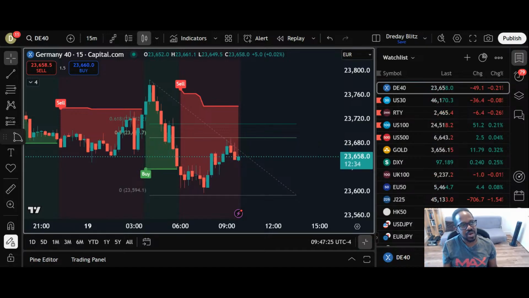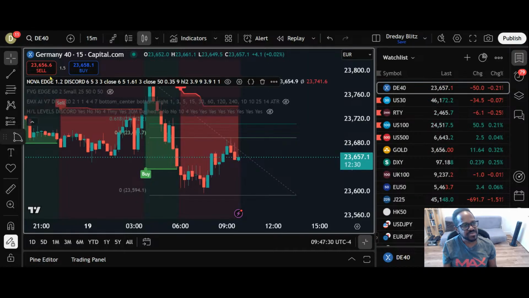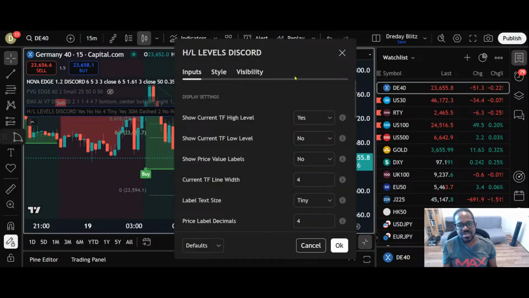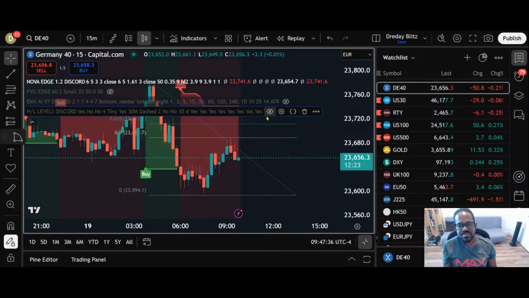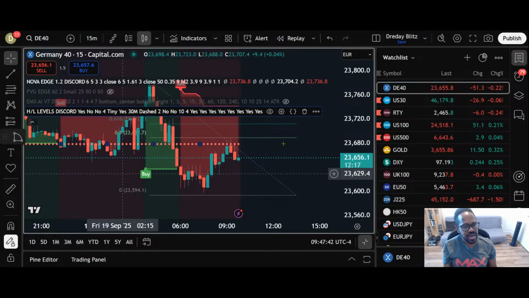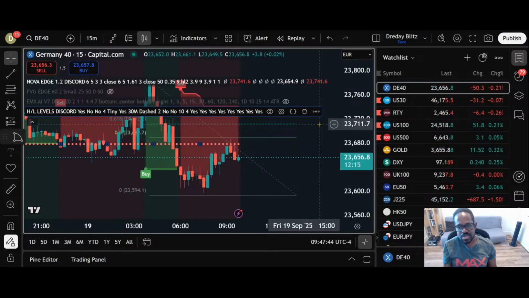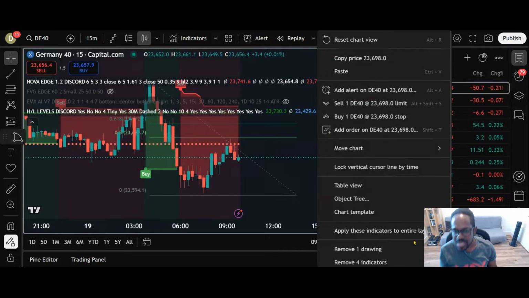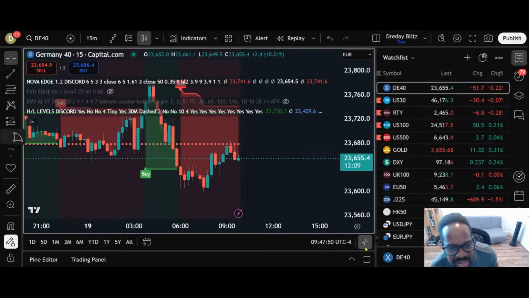Oh yes, and also I have the high-low level indicator, so I'm just going to put it up here. I think it's this. Is it this one? Yes, there we go. So this is another indicator. All the indicators that I'm showing you guys are my own custom indicators, so you're not going to see them anywhere else than here. Remove the drawings. Here we go.